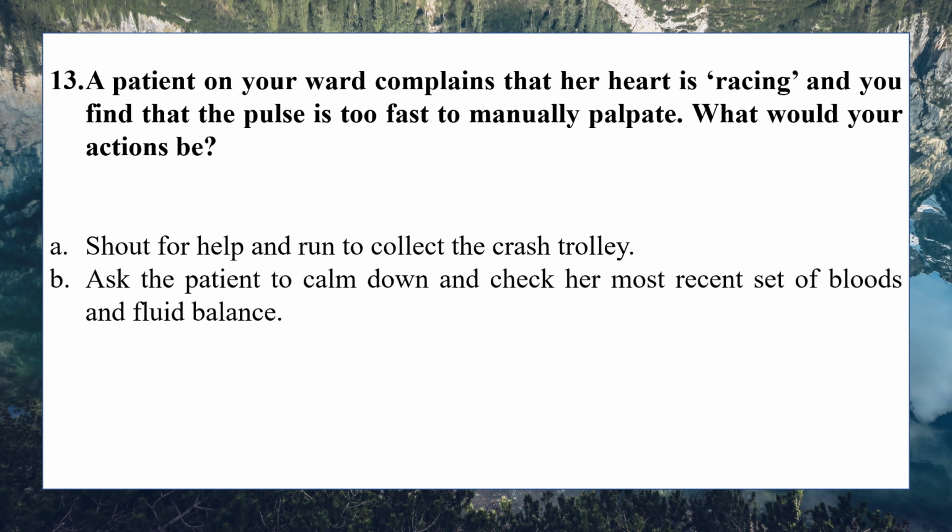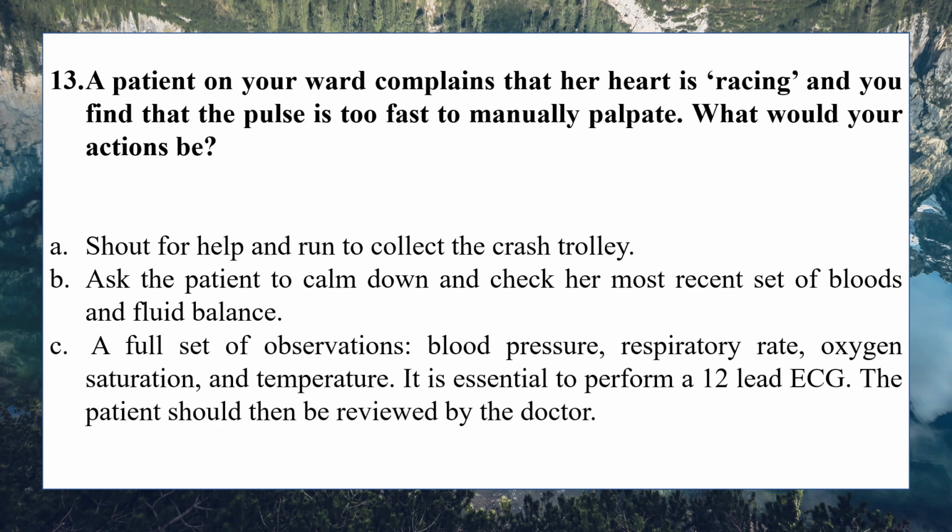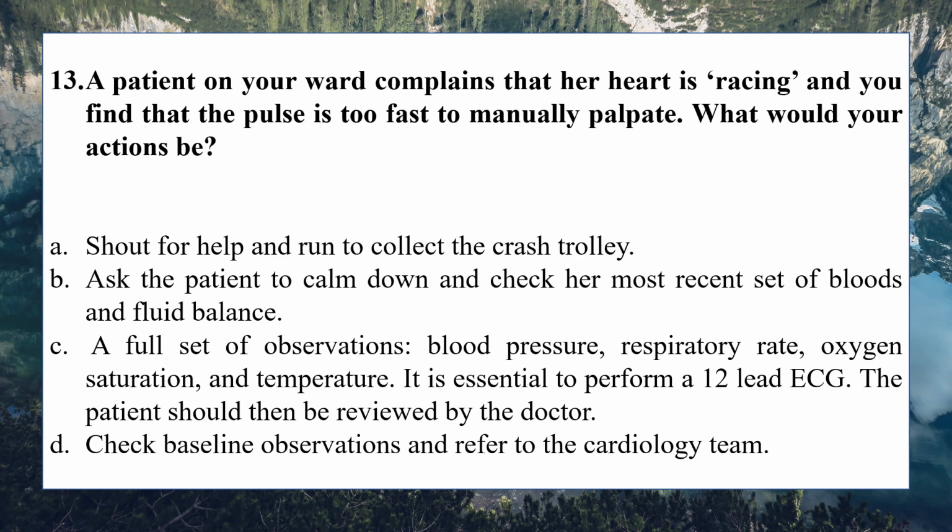Option B. Ask the patient to calm down and check her most recent sets of blood and the fluid balance. Option C. A full set of observations: blood pressure, respiratory rate, oxygen saturation and temperature. It is essential to perform a 12-lead ECG. The patient should then be reviewed by the doctor. Option D. Check baseline observation and refer to the cardiology team.